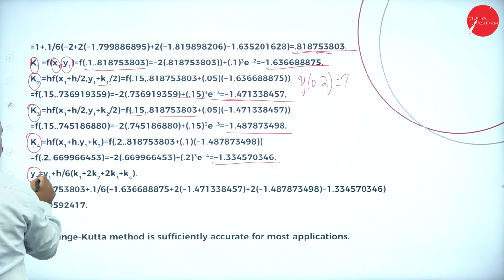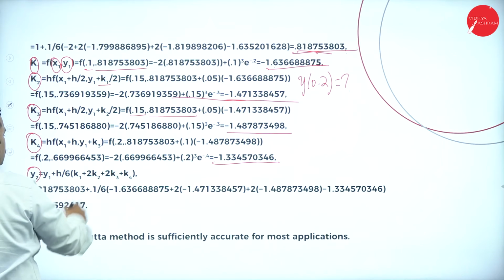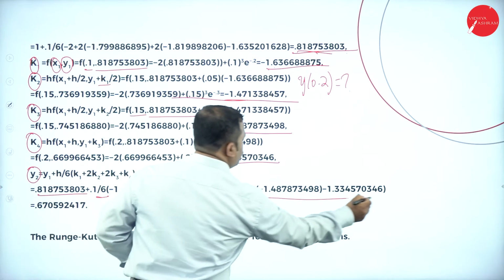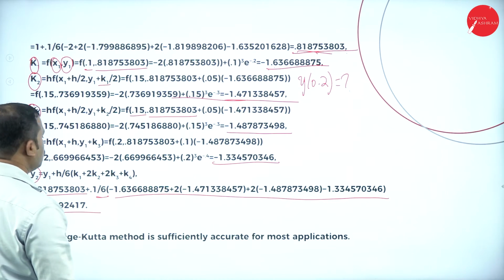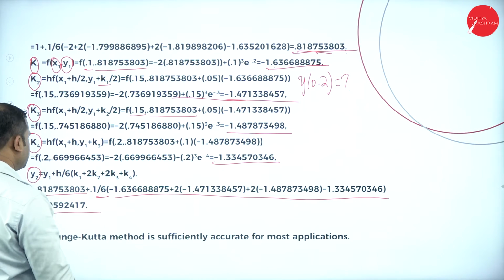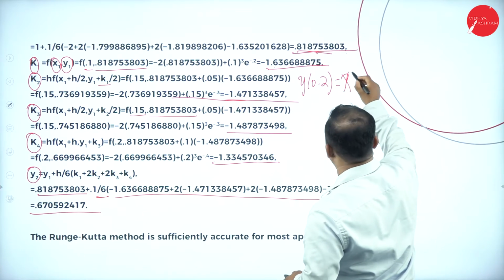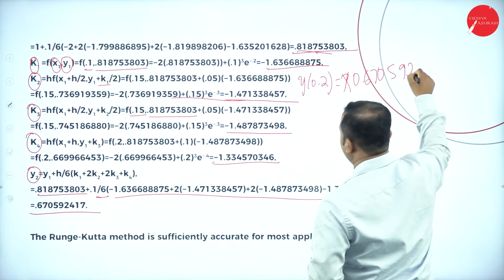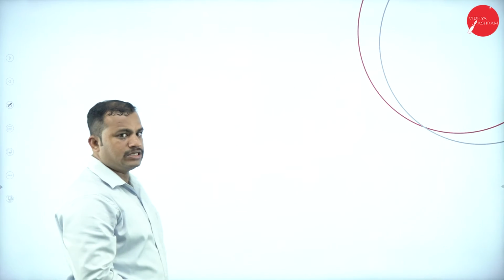So y2 is equal to y1 plus h by 6 into k1 plus 2 times k2 plus 2 times k3 plus k4 gives me the value of this. So if I simplify this term, I'll get the value which is equal to 0.7670592417. This is by the method of Runge-Kutta fourth order method. That means y of 0.2 equal to 0.67059247. That is the value of y of 0.2. This is by the method of Runge-Kutta fourth order method.